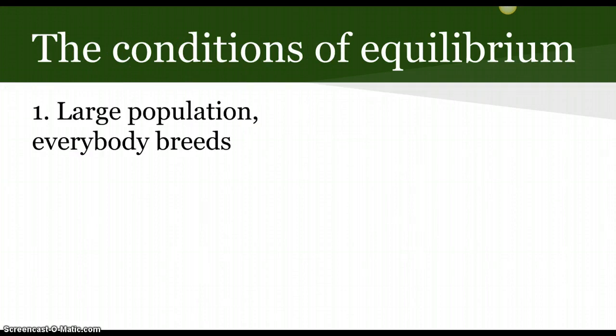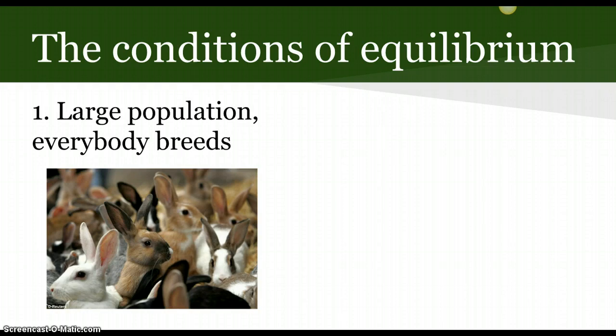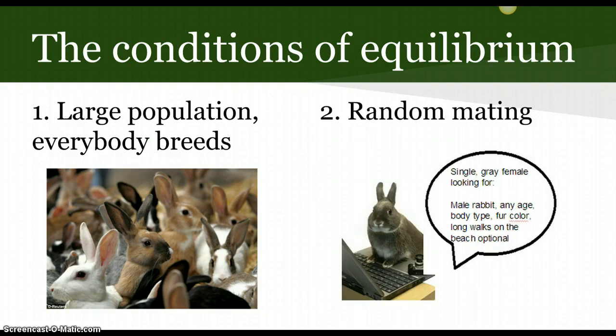The first is that you have a large population and everyone in the population breeds. The second is that you have random mating, so not too picky. If you look at this nice little personal ad by this rabbit, single gray female looking for male rabbit, any age, any body type, any fur color, long walks on the beach optional. Pretty much don't care. So this would not be true of, say, the human population.